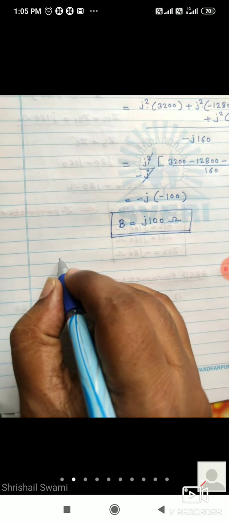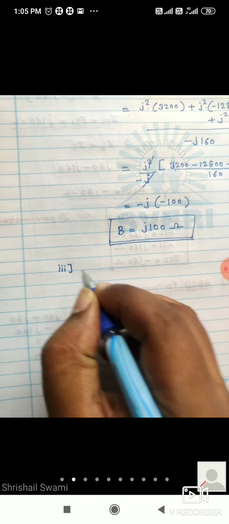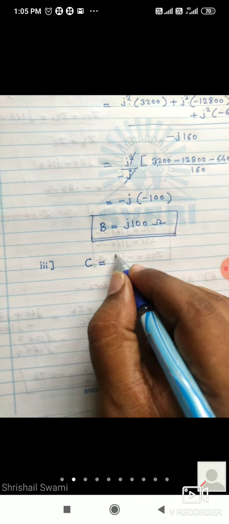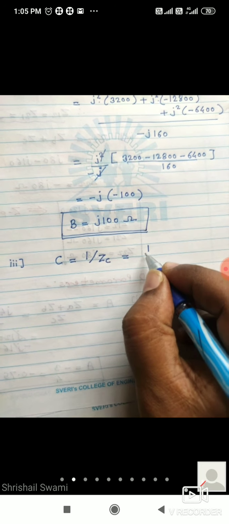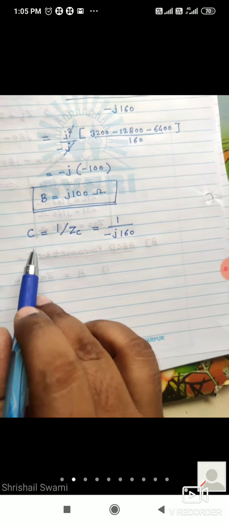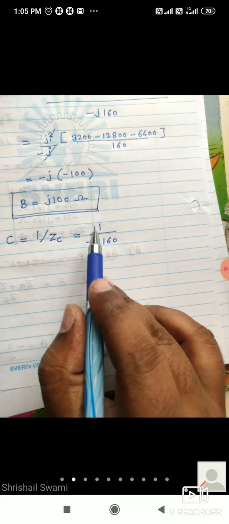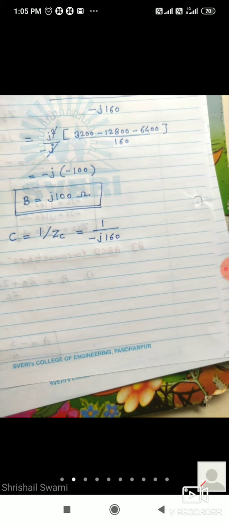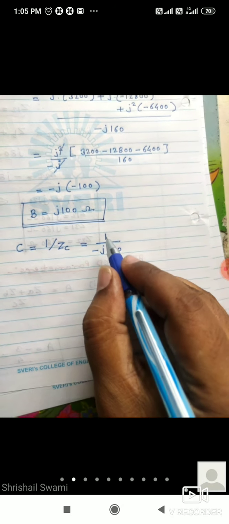Okay, now next, third parameter, that is the C. So C is equal to what? 1 upon ZC. So it is 1 upon minus J160. So C means what? Admittance. Okay, so 1 upon minus J काय येणार सांगा? पहिला 1 upon 160.